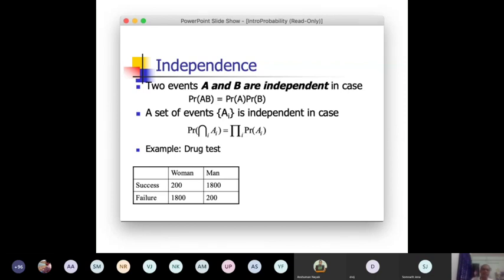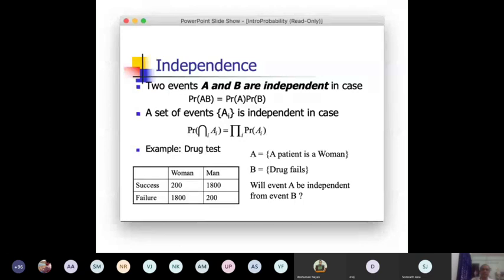Now, say event A is that the patient is a woman in this case, and say B is that the drug fails, right? So the question is: will event A be independent from event B? Let me know your verdict.